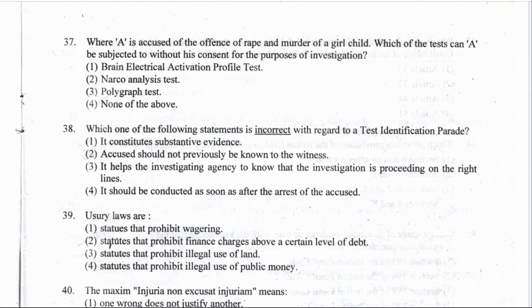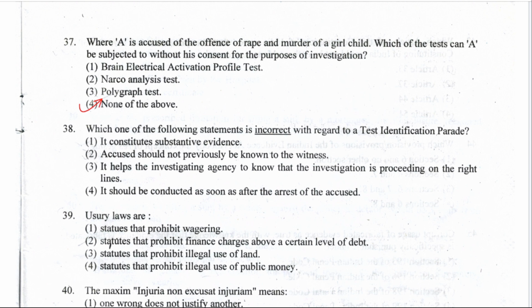Next 37. Where A is accused of an offense of rape and murder of a girl child, which of the tests can A be subjected to without his consent for the purpose of investigation? None of the above. Without his consent, you cannot do any of these tests. 4 is the answer. Next is 38.